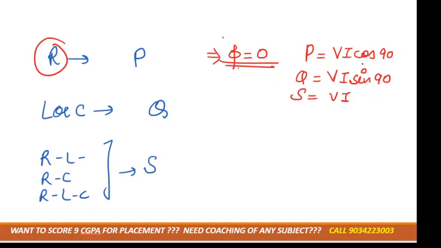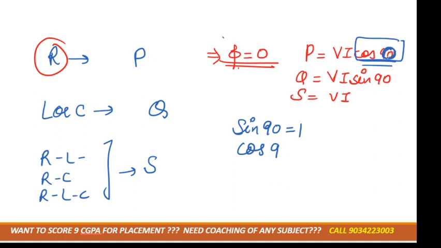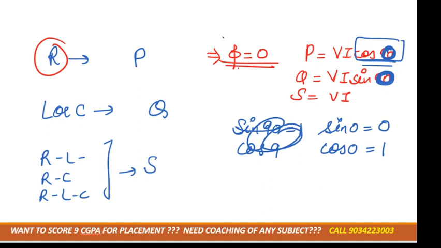So cos 90 is how much? No, cos 90 is 1. Okay, cos 90 is, tell me, sin 90 is how much? Okay, sin 90 is 1, and cos, sorry, I put 90 here, it would be 0 only because the phase angle is 0 now. So do it for sin 0. Sin 0 is 0 and cos 0 is 1, correct?